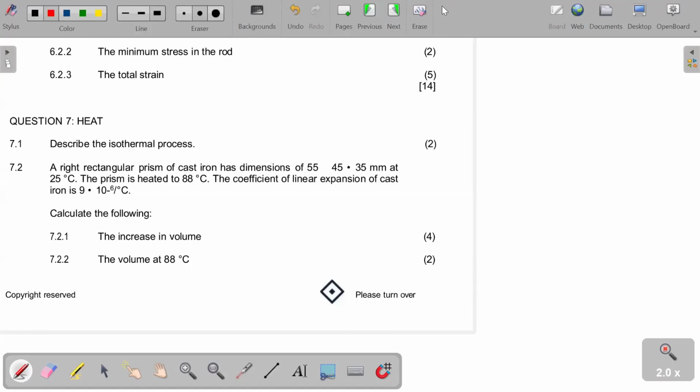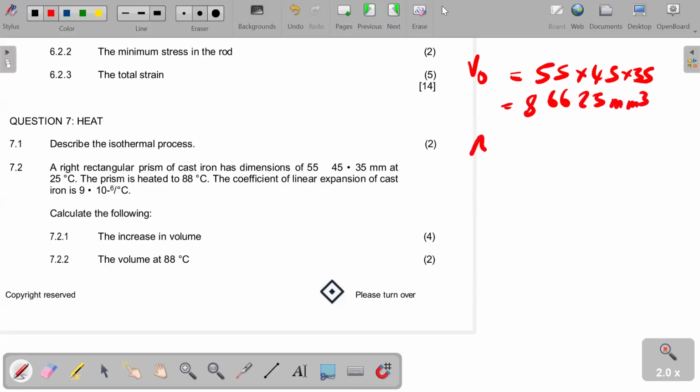First things first, calculate the following: the increase in volume. The original volume is going to be given by 55 multiplied by 45 multiplied by 35, the dimensions that we've been given, which in turn gives us 86,625 cubic millimeters.